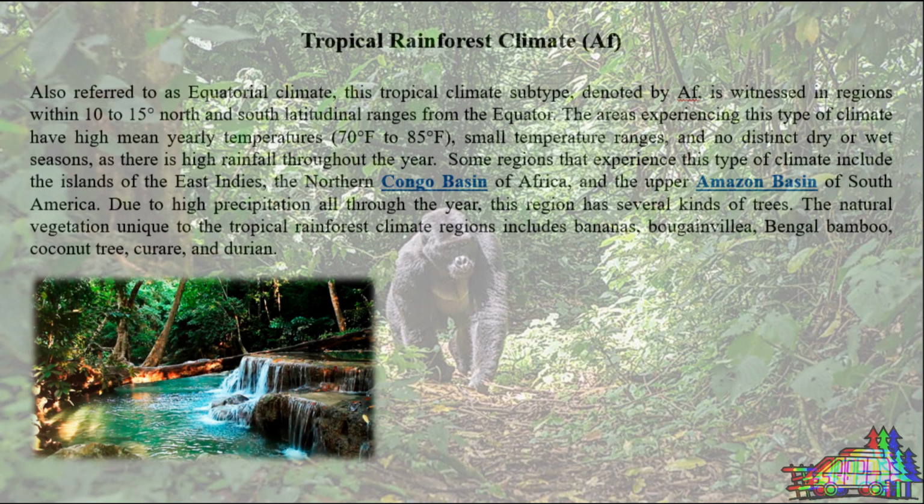Due to high precipitation all through the year, this region has several kinds of trees. The natural vegetation unique to the tropical rainforest climate regions includes bananas, bougainvillea, Bengal bamboo, coconut tree, curare, and durian.